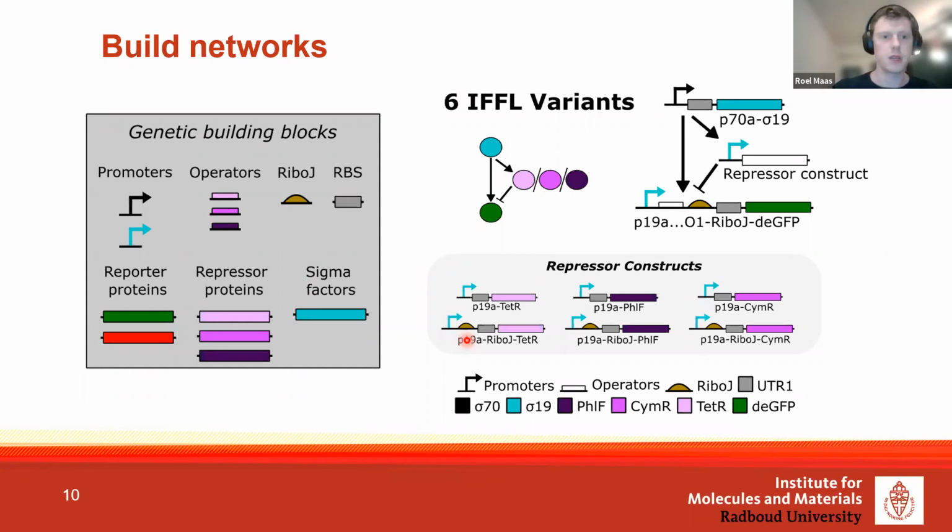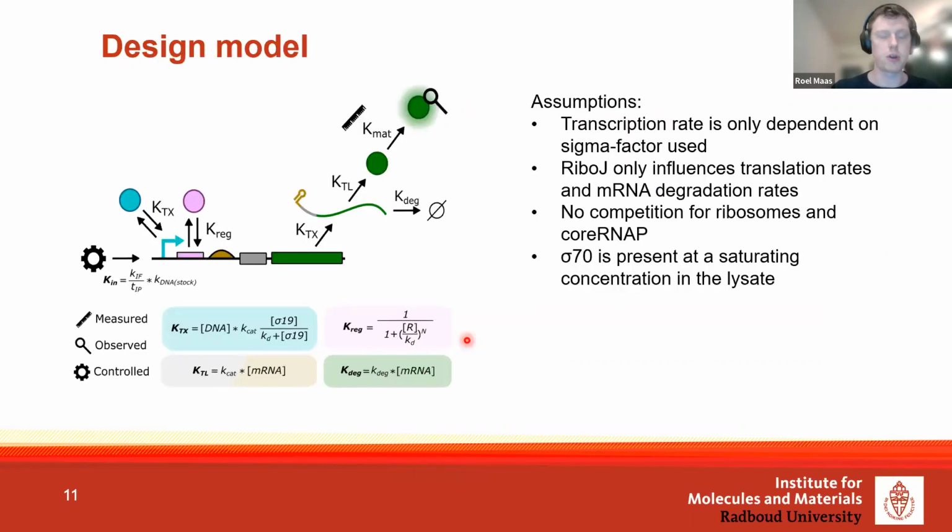So of course, on top of that, we also had to design a model. What we did was take the transcription and translation process and divide it into 4 different categories: transcription, translation, degradation, and regulation. We used ordinary differential equations to model all those processes.